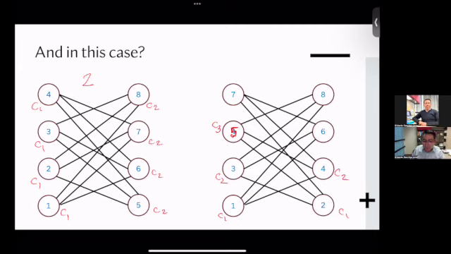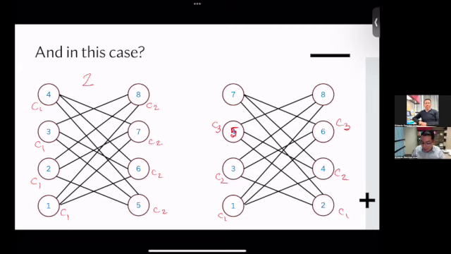Then I move to 6. In 6, I cannot use C1 because 6 is connected with 1. I cannot use C2 because 6 is connected with 3. But I can use 3 because 6 is not connected with 5. So C3.